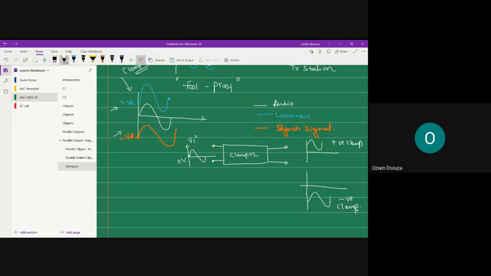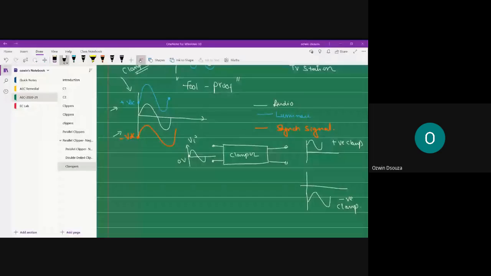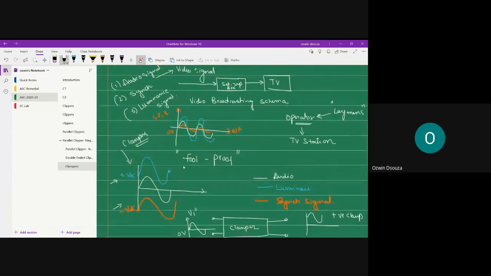I'll just take a pause now. Do you have any doubts in clamper operation? Don't worry about the technical explanation. The practical usage of the clamper, did you understand? Yes, sir. Okay, all right.